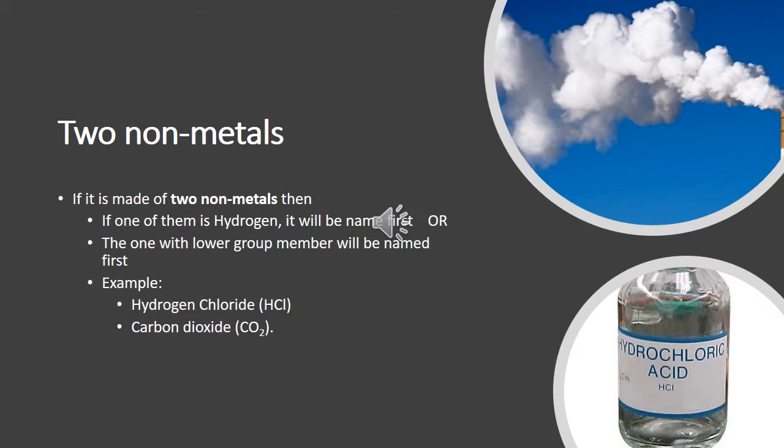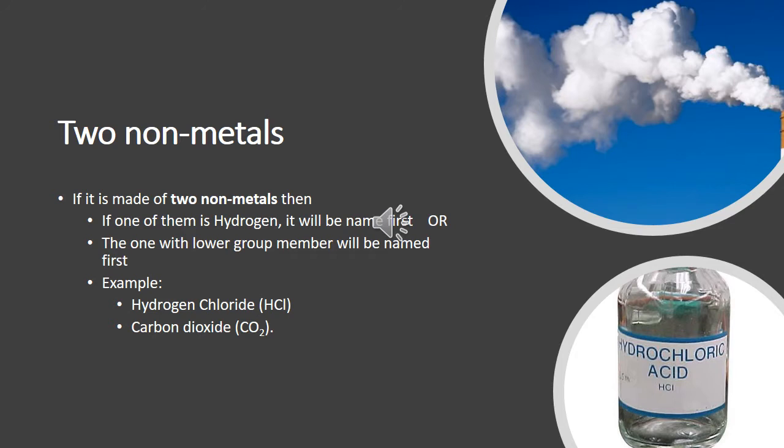Next we will learn what rule should be followed if a compound is made up of two non-metals. If it is made of two non-metals, and one of them is hydrogen, it will be named first, or the one with the lower group number will be named first. This is the rule to be followed while naming a compound made of two non-metal elements. If hydrogen is present in the compound, then hydrogen must be named first.